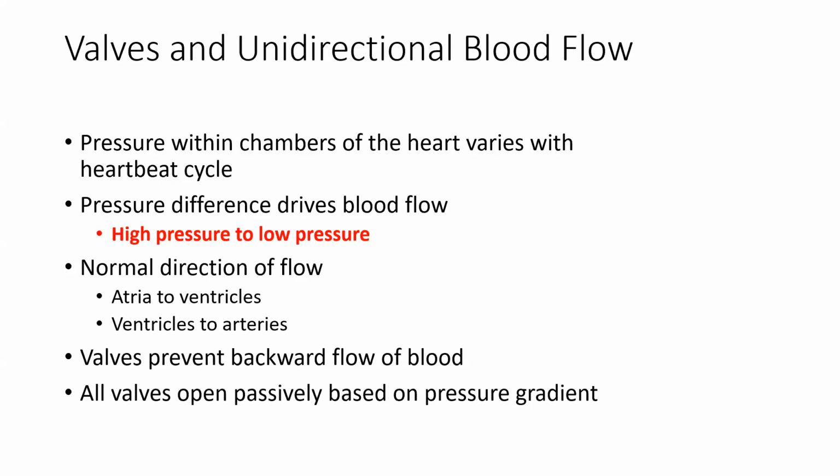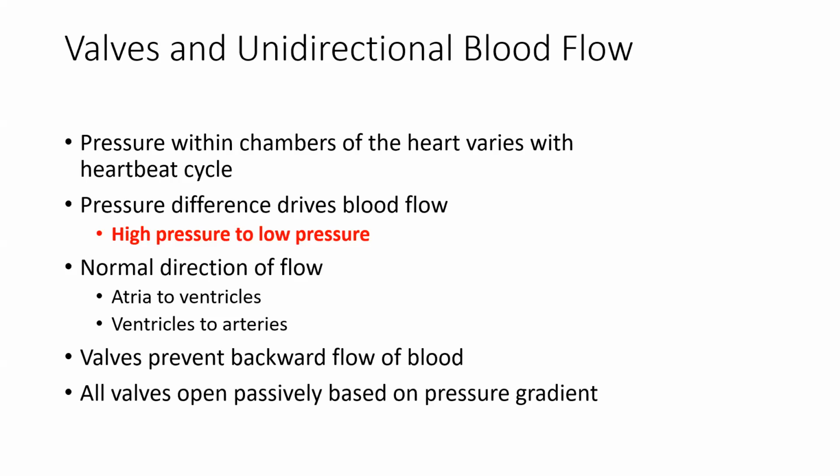So what keeps blood moving in that unidirectional fashion? What keeps blood moving in one direction is one, the pressure gradient, but also the valves. So the valves are preventing any backflow of blood from where it is into the previous chamber, for example. So blood cannot move from the ventricle back into the atria. That's impossible. So the valves are helping to keep blood moving in one direction.